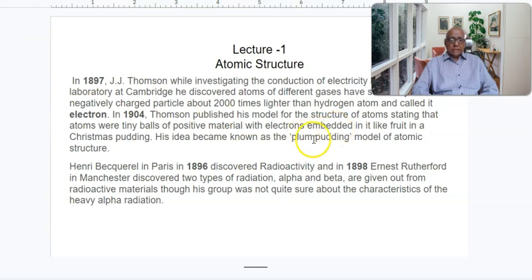But before then, in 1896, radioactivity was discovered. Ernest Rutherford in 1898 in Manchester discovered 2 types of radiation, one alpha and another beta. Though he didn't know what the alpha material is, they characterized this heavy alpha radiation.